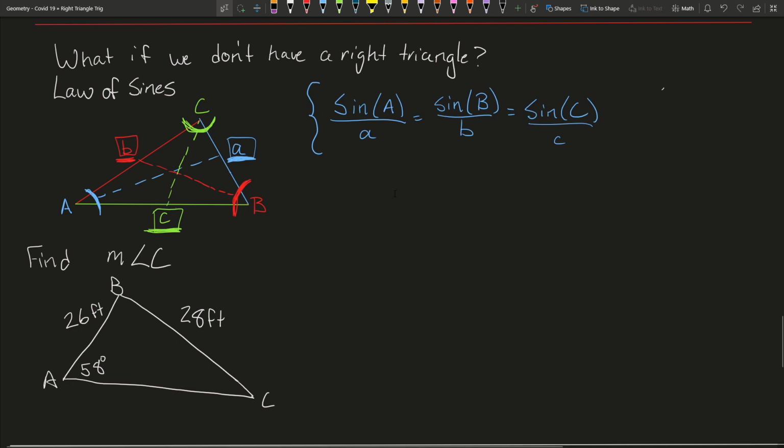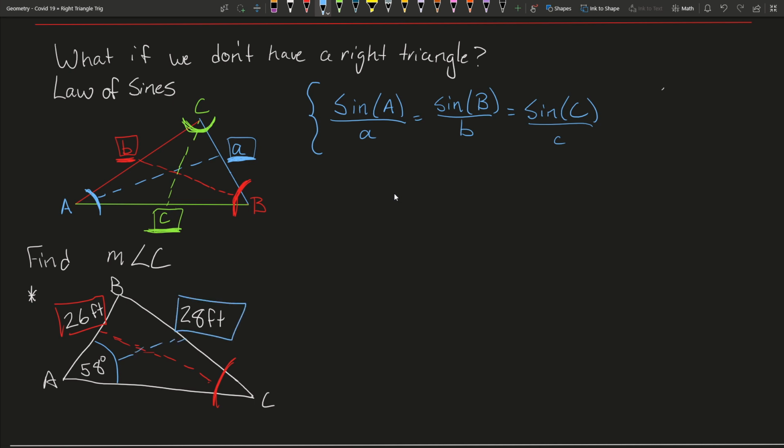So the first thing is this example right here. We're given a triangle ABC with an angle 58 and two side lengths 26 and 28. And we're trying to find the measure of angle C. Given this diagram, the first thing we should do is find which sides are opposite. Angle C has an opposite side length of 26. Angle A has an opposite side length of 28.